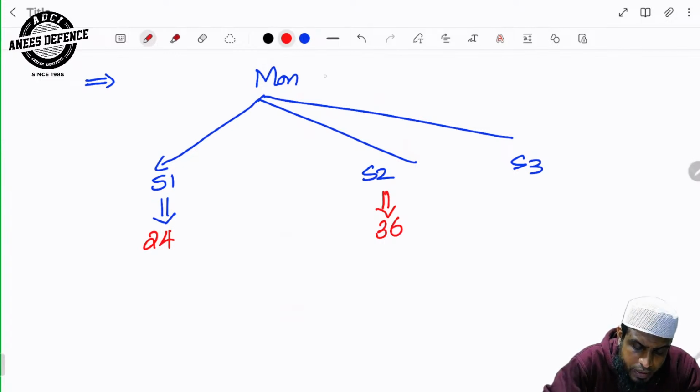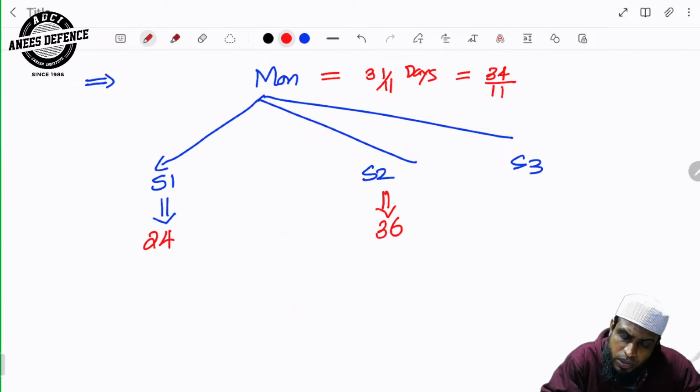The man can do the work in 3 and 1 by 11 days. 3 and 1 by 11 days. So this can be written as 3 plus 1 by 11, that is 34 by 11 days. Then find the time taken by the third person to finish the work. We have to calculate the approximate value.